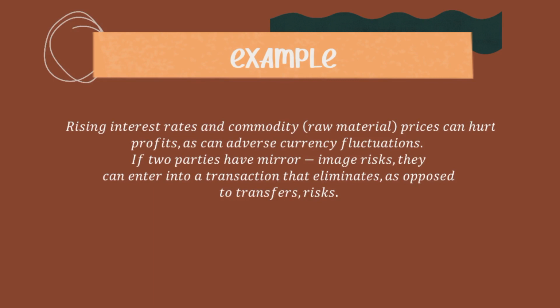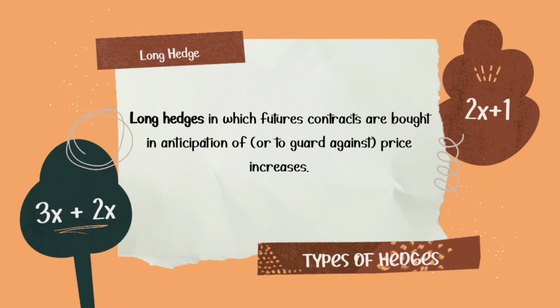Rising interest rates and commodity prices can hurt profits, as can adverse currency fluctuations. If two parties have mirror image risk, they can enter into a transaction that eliminates, as opposed to transfers, risk. So this is a natural hedge. Of course, one party to a futures contract could be a speculator and the other a hedger. Thus, to the extent that speculators broaden the market and make hedging possible, they help decrease risk to those who seek to avoid it. So there are basic types of hedges.